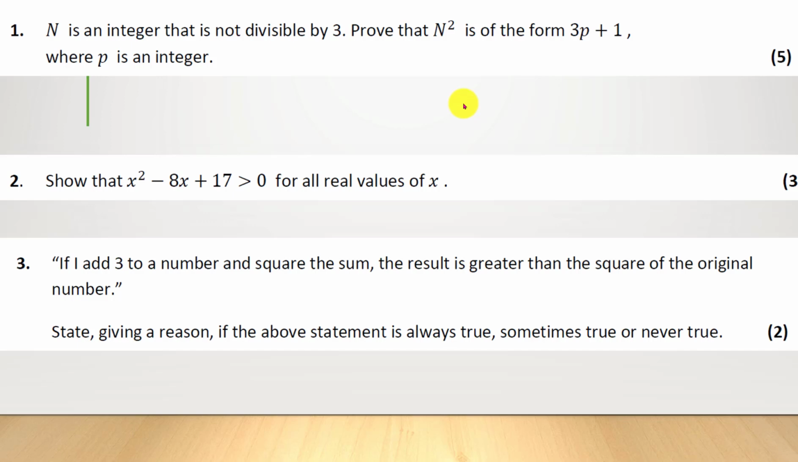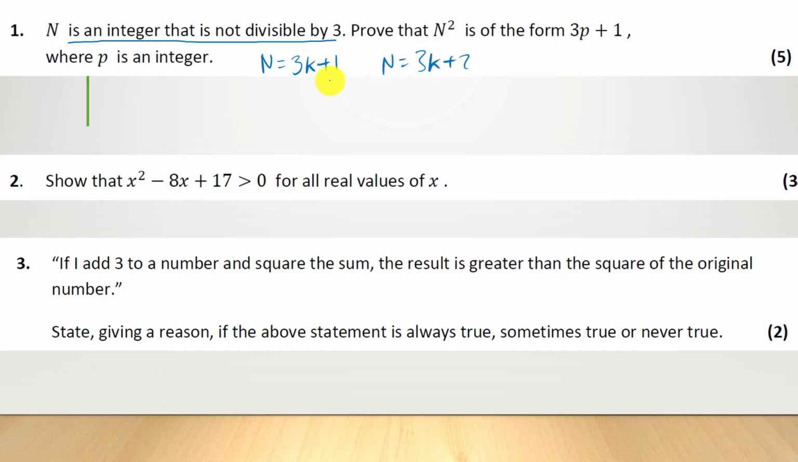Right, so if you have a read of this question, this is work on proofs. It says n is an integer that is not divisible by 3. So, what can we use to represent an integer not divisible by 3? Well, we can say n equals, choose a letter, perhaps 3n, but I'm going to use the letter k, 3k plus 1, or you could arguably use n equals 3k plus 2.